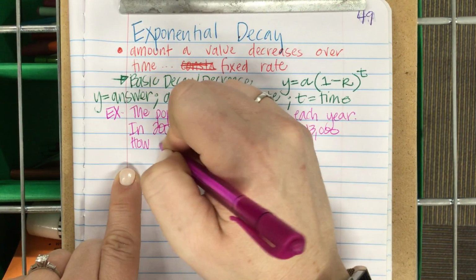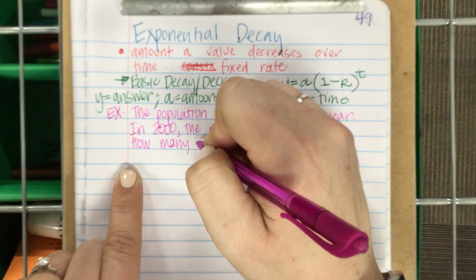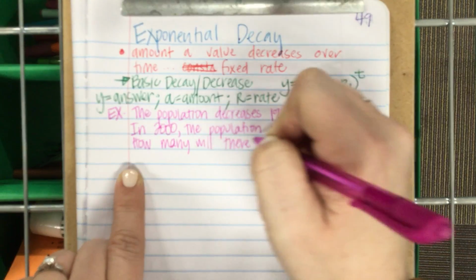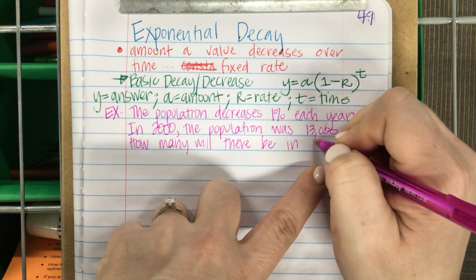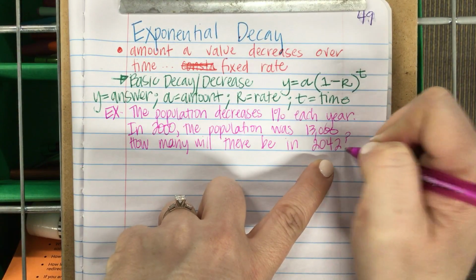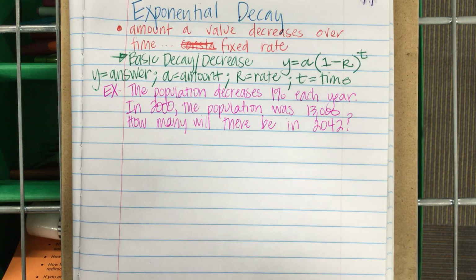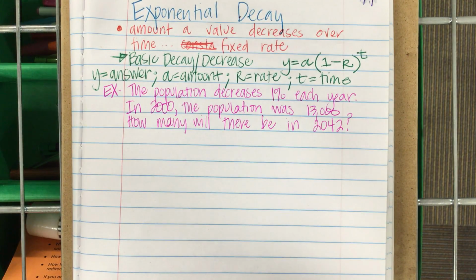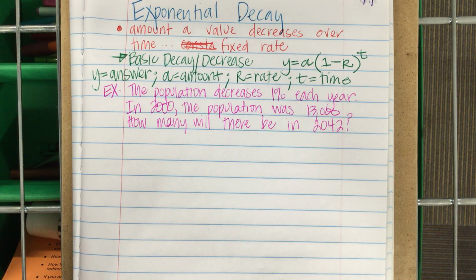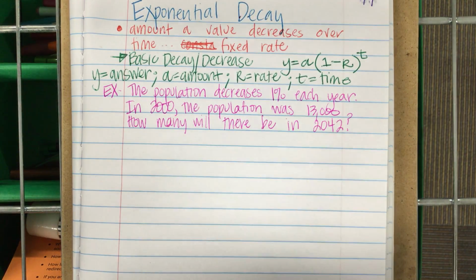How many will there be in 2042? I'm going to update this problem a little bit for you because obviously 2000 was quite a while ago. So we're going to predict a ways in the future, correct? Is it like increasing though? Now the population of the world is increasing, yes, but this is of one specific small town. This town is decreasing over time.